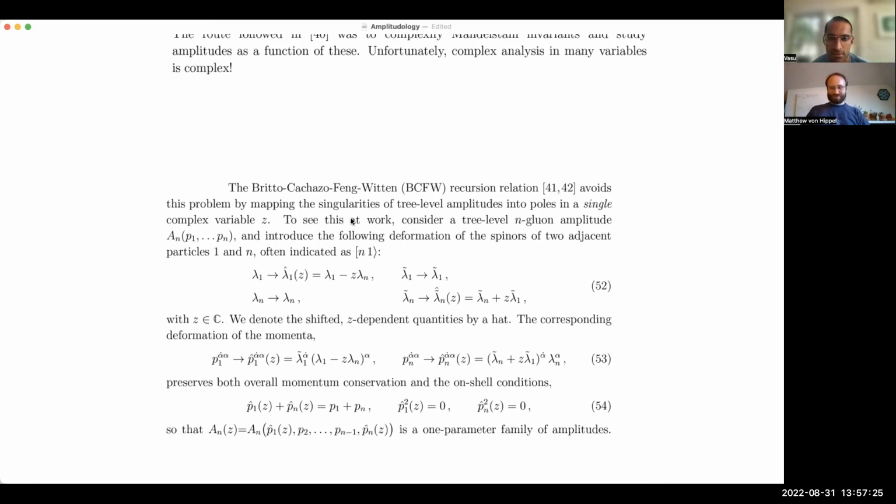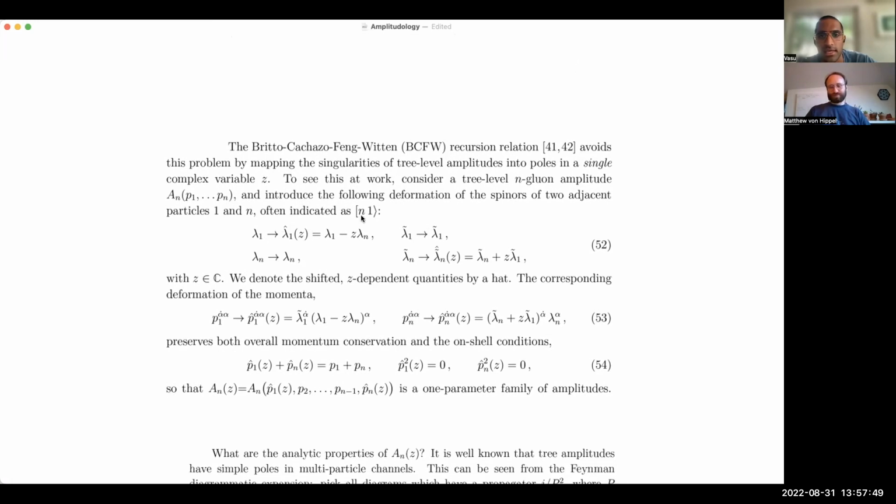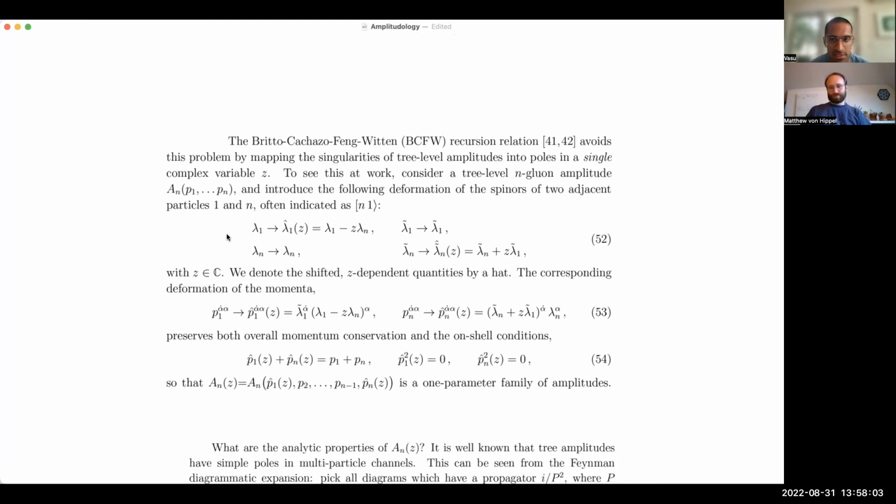So what they did was say, let's look at how we can map the singularities of tree-level amplitudes into poles in terms of a single complex variable, so that even somebody who's just been introduced to basic complex analysis can appreciate what's going on and possibly tackle these. So they say consider a tree-level n-gluon amplitude and introduce the following deformation of the spinors of two adjacent particles, 1 and n. This is like the cyclicity of these particles, which explains why 1 and n are referred to as adjacent.